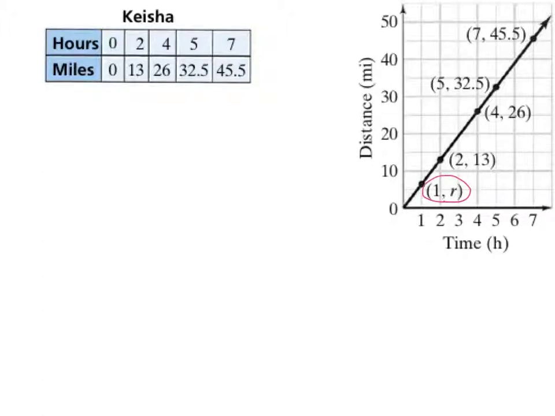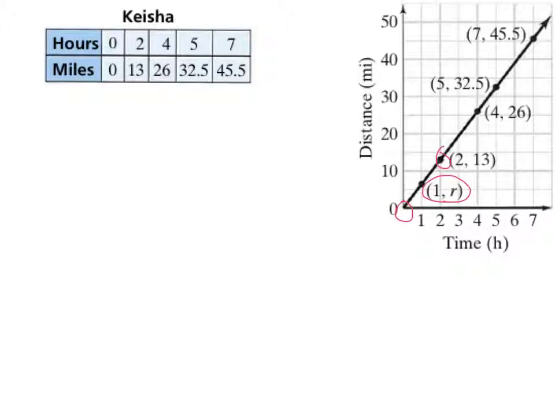The line passes through (0, 0) and (2, 13), so it must also pass through (1, 6.5), since r equals 6.5. The unit rate is 6.5 miles per hour. Keisha's speed is 6.5 miles per hour.